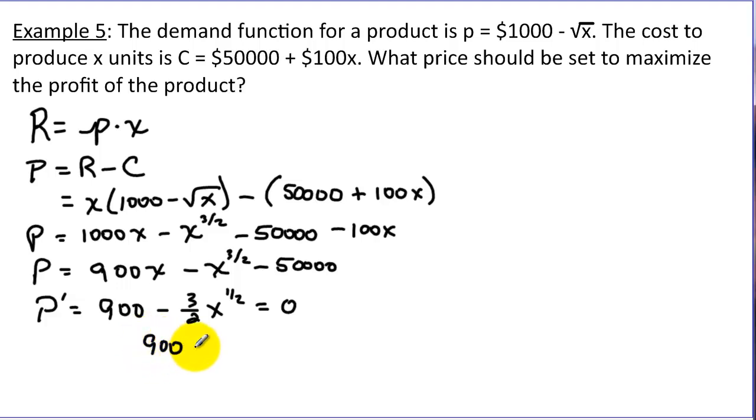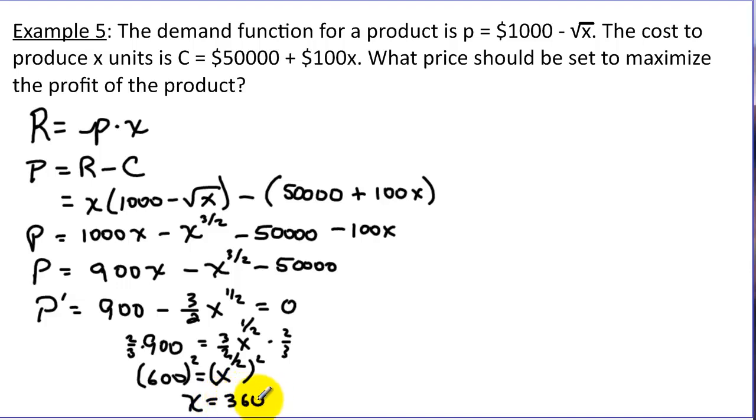So we will move our x to the 1/2 to the other side. We can multiply both sides by 2/3 to get rid of our fraction. I'm sorry, this is x to the 1/2. And to get rid of that exponent, we're going to square both sides. And we get x equals 360,000. So that's our number of units.